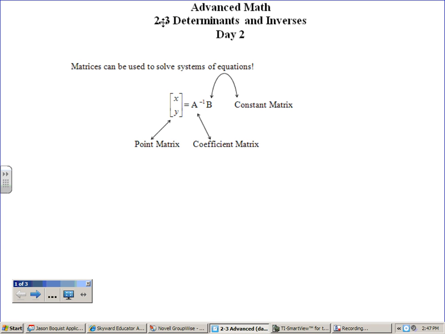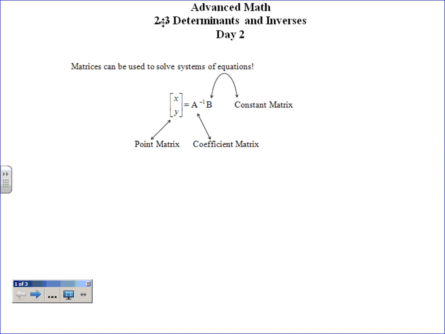Day 2 of determinants and inverses. As I told you, by hand, at least so far, the only ones I'm going to ask you to do are 2 by 2. Others can be done by hand. It just takes a whole lot more work because getting the inverse takes a lot of work.